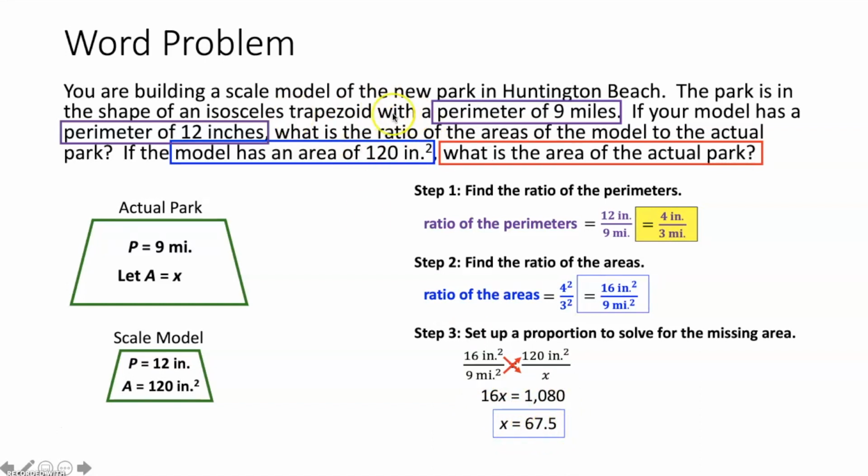But we were asked a word problem. Don't just leave your answer as 67.5. You need to answer in a sentence. What did we just find? We found that the area of the actual park is 67.5 square miles.